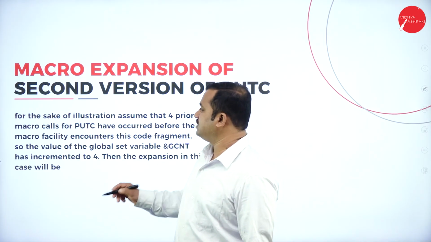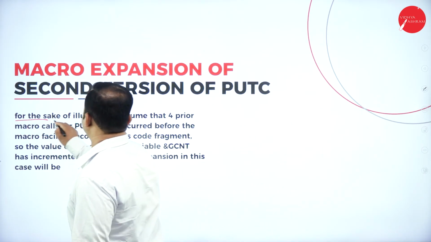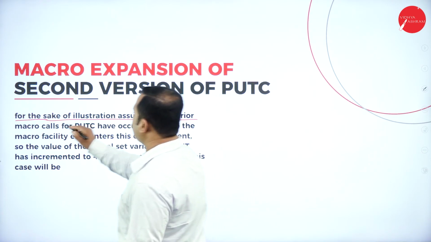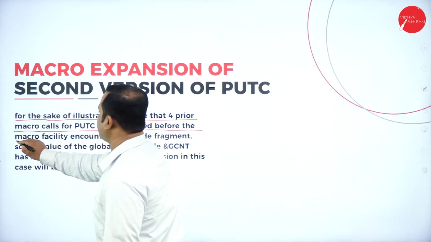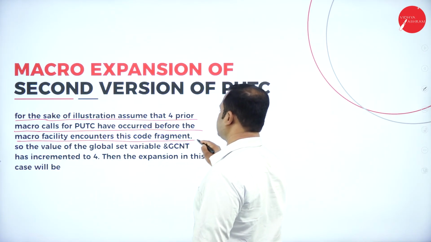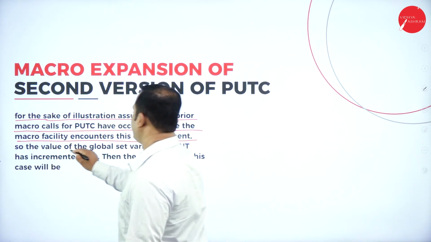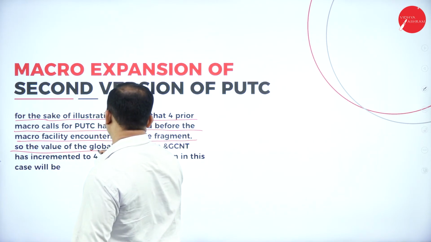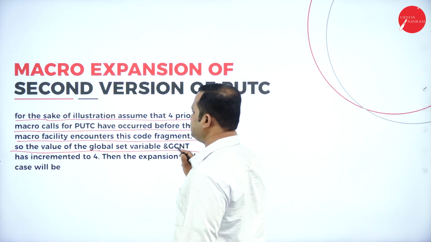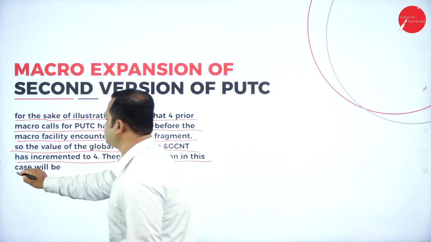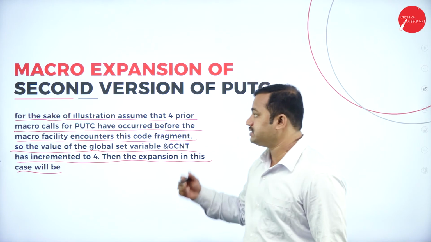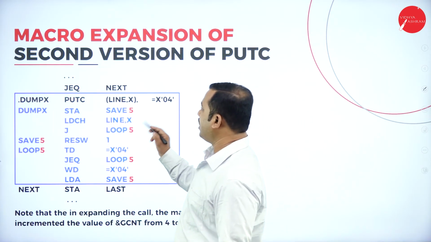So for the sake of illustration, assume that 4 prior macro calls for PUTC have occurred before the macro facility encounters this code fragment. So the value of the global set variable ampersand GCNT has incremented to 4. Then the expansion in this case will be, let us see the example program. We have the value here.